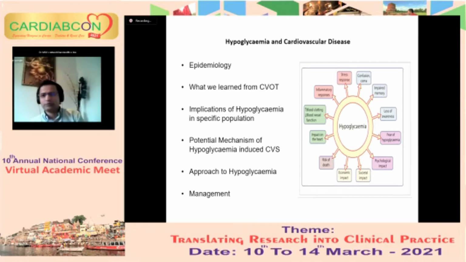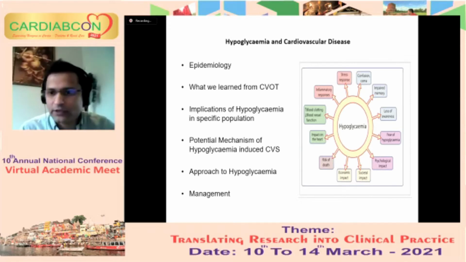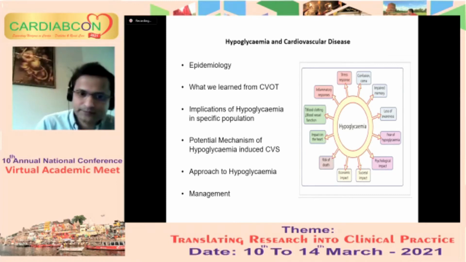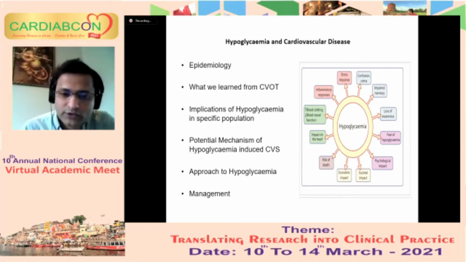So the focus of my talk today is going to be on epidemiology, what we learned from the epidemiological studies. We will also look at some clinical cardiovascular outcome trials: what did they teach us about hypoglycemia and its implications in certain populations which we see in clinical practice. We'll also see the mechanisms of hypoglycemia, how hypoglycemia induces cardiovascular system damage, and, if time permits, we'll look quickly at the approach and management of hypoglycemia.